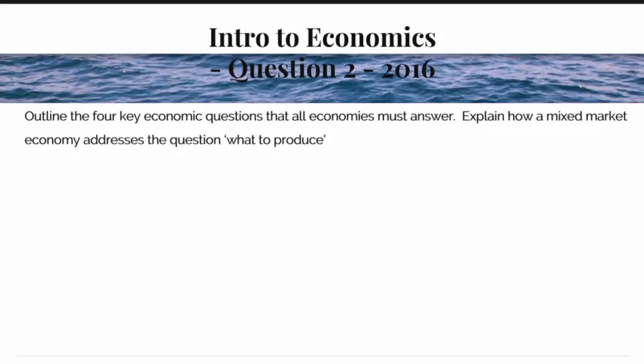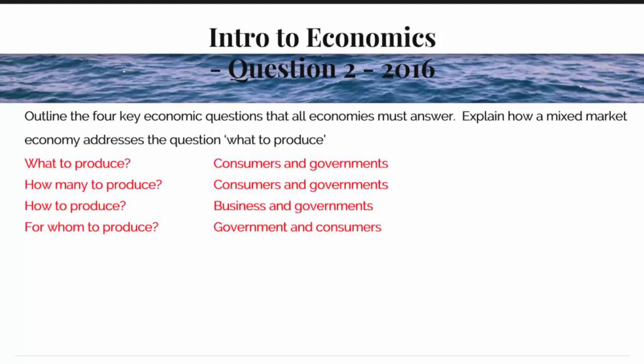Here's another question from the 2016 exam. Outline 4 key economic questions that all economies must answer. So explain how a mixed market economy addresses the question of what to produce. So first of all, here I have the 4 questions. What to produce? That is largely influenced by consumers via consumer sovereignty, but influenced by governments as well. They can prohibit some products. I'll explain that in a moment.